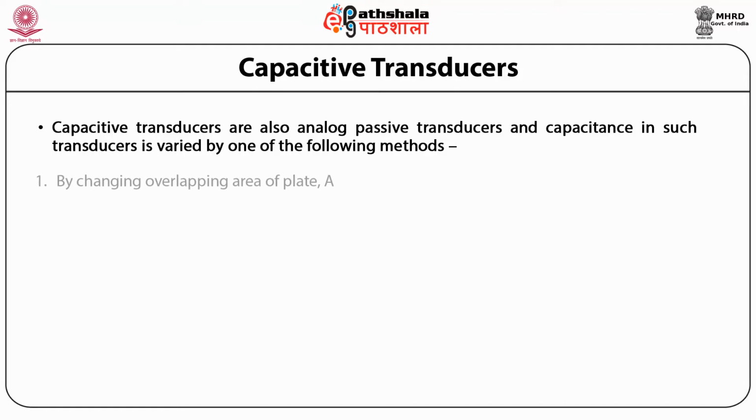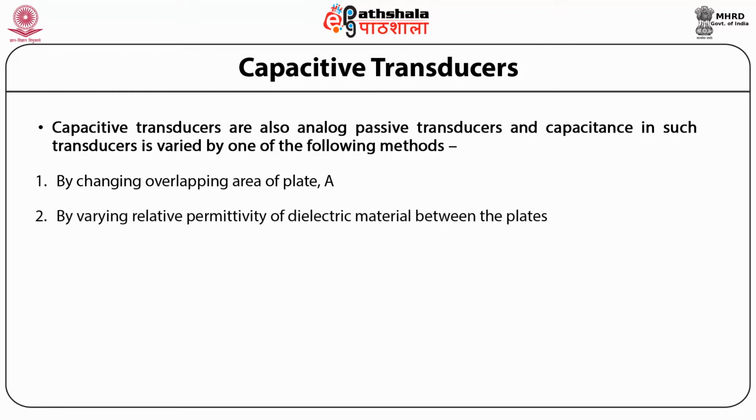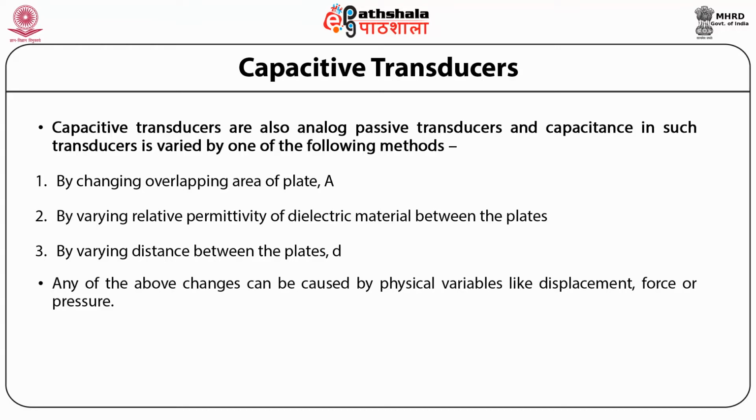First, by changing the overlapping area of the plate A. Second, by varying the relative permittivity of the dielectric material between the plates. Third, by varying the distance between the plates D. Any of the above changes can be caused by physical variables like displacement, force, or pressure.